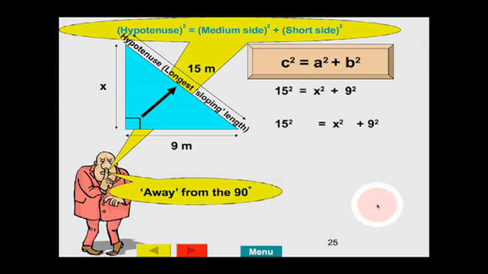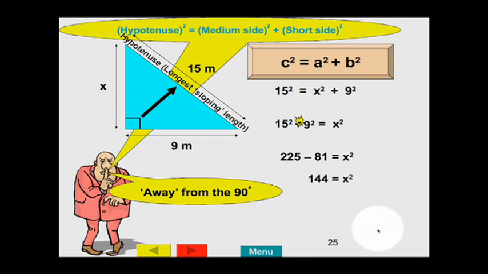And by manipulating the algebra, bring the 9 over. So I'm basically saying, if I square 15 and square 9, if I actually subtract it, it'll give me the value of x squared. And then I need to square root it again. So a quick summary. If I'm looking for one of the shorter sides, doesn't matter whether it's that side or this side, if I square 15, square 9, so it's 15 squared, take away 9 squared, square root the result, it can give me the value of x.